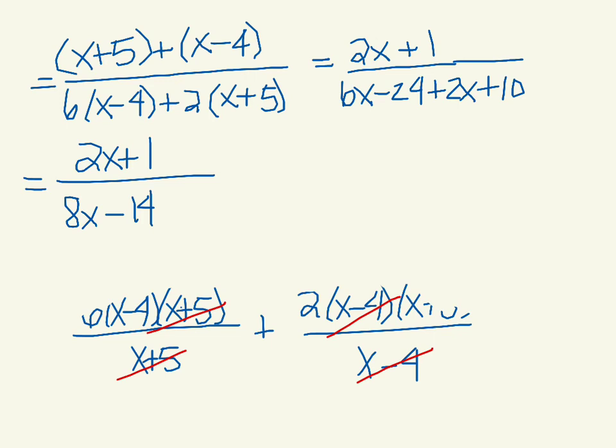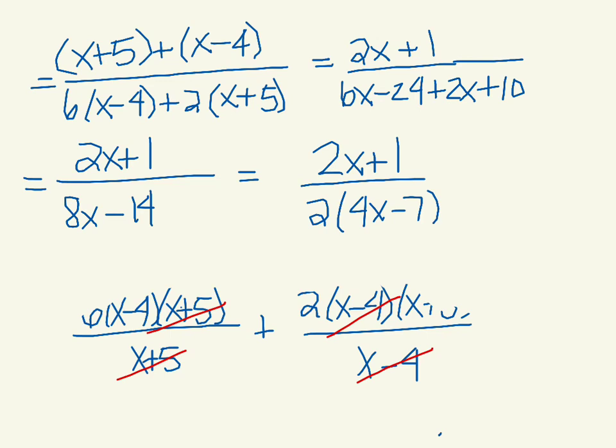And now I'm almost done. It looks like I can still factor the denominator a bit, leaving me with 2x plus 1 over 2 times 4x minus 7. And at this point, I cannot simplify any further, so I am done.